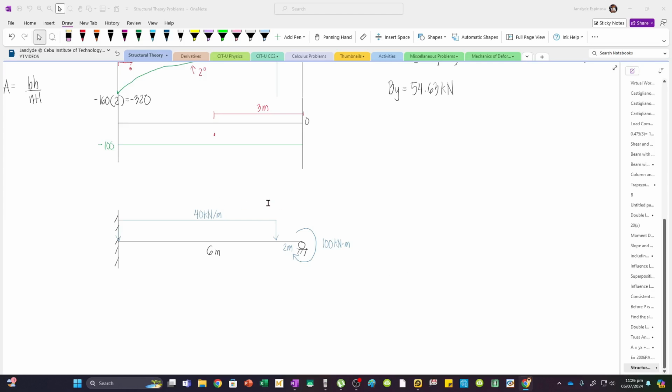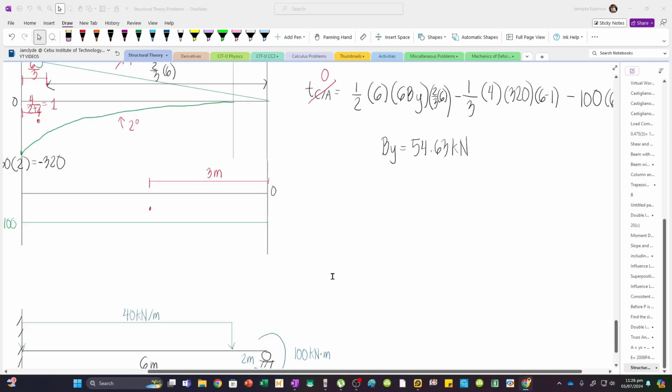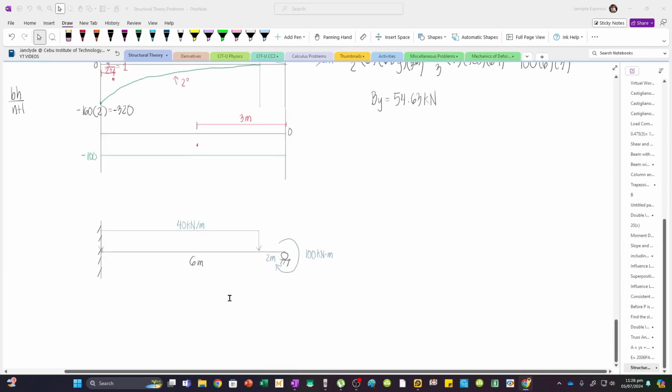Wait lang. Pagkatapos nito, lalagay natin yung reaction. Diba? We have 54.63 kN. Now, we first have to solve the reaction at A and the moment reaction and the vertical reaction. Now, what is AY? We have summation of forces vertical: AY minus 40 times 6 plus 54.63 equals 0.